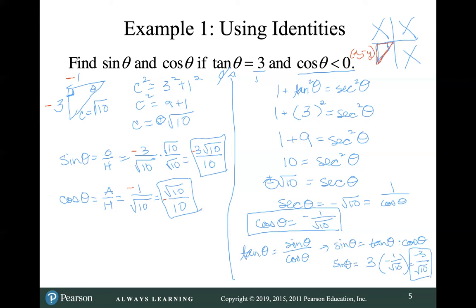Okay, so that mistake that we so easily fell into in our methods from last semester is much easier to rectify by using these identities.